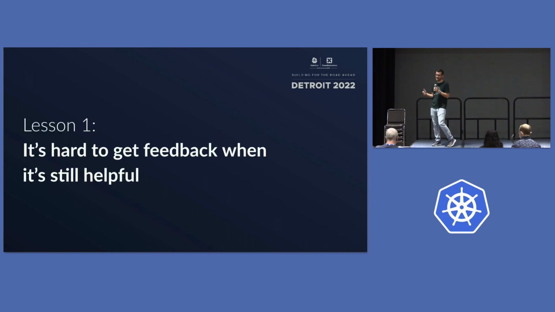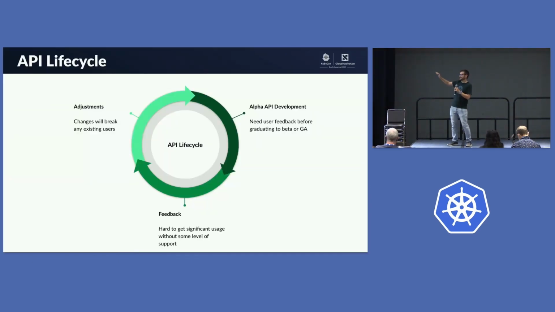Tim recently had a session where we talked about all the things that we messed up in Kubernetes APIs. And there's a long list. I'm sure we're all familiar with things that we wish could be better in a Kubernetes API or two. I think one of the key problems for any API is that it is hard to get feedback when it's still helpful. So let's play this life cycle around for a second.